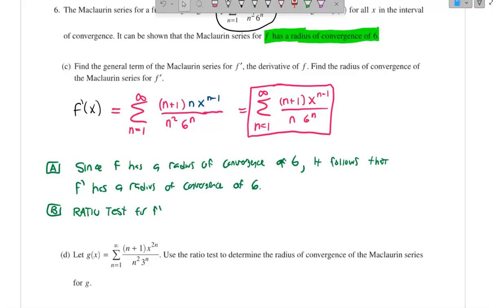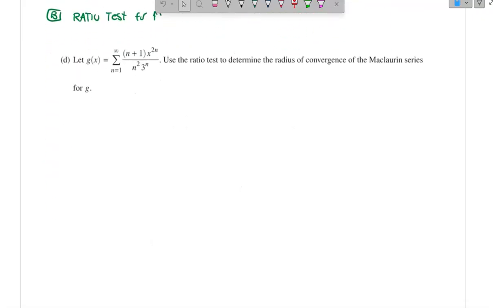Now, the reason I didn't do it in part C was because I'm going to end up doing the radius of convergence in part D anyway, so you're going to get to see me walk through one here because we have a brand new series, g of x, given as this, and we are going to indeed use the ratio test to determine the radius of convergence.